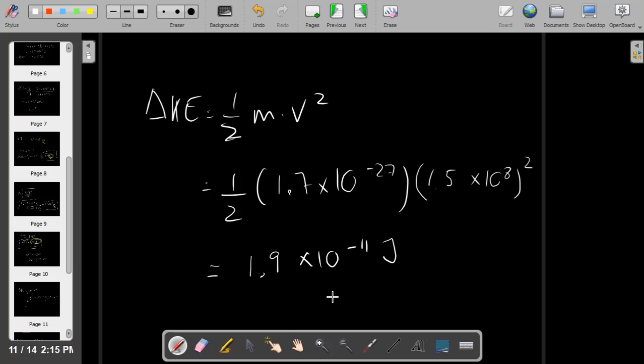We know they are connected, but one increases, the other one decreases. So I know that my change in potential energy will have the same magnitude, but opposite sign. So negative 1.9 times 10 to the 11 joules. I'm not done yet because I'm going backwards. This was just so I could calculate the change in electrical potential.